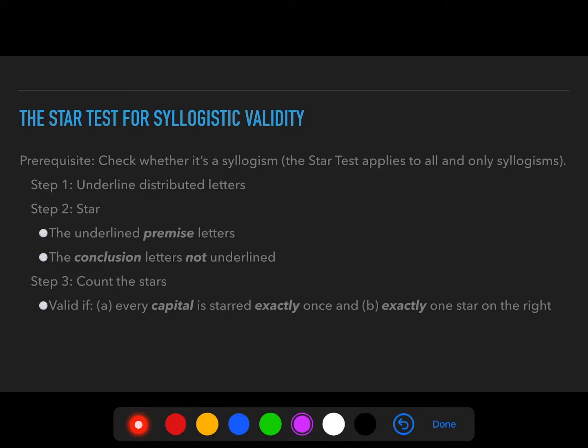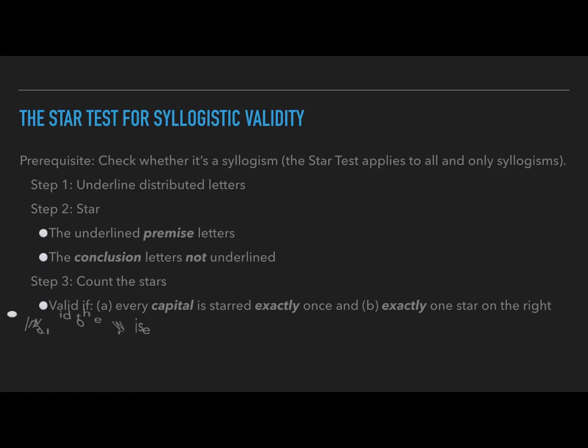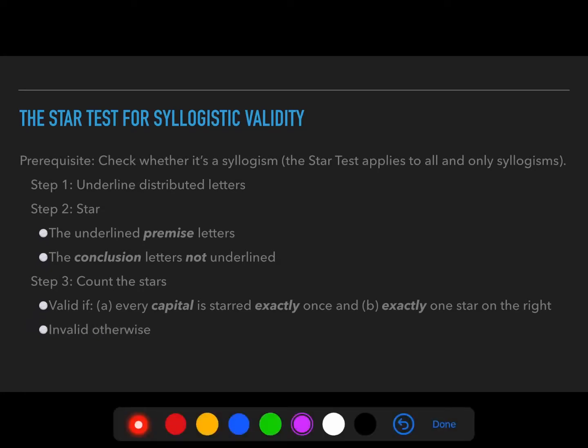So it's going to be a valid syllogism if every capital letter is starred exactly once. Okay, you've got to have one star per capital letter. If it's a small letter, it doesn't matter how many stars. But if it's a capital letter, it's going to be starred exactly once. Moreover, there's got to be exactly one star on the right-hand side of the argument. Otherwise, it's going to be invalid. All right, so that's the rule.